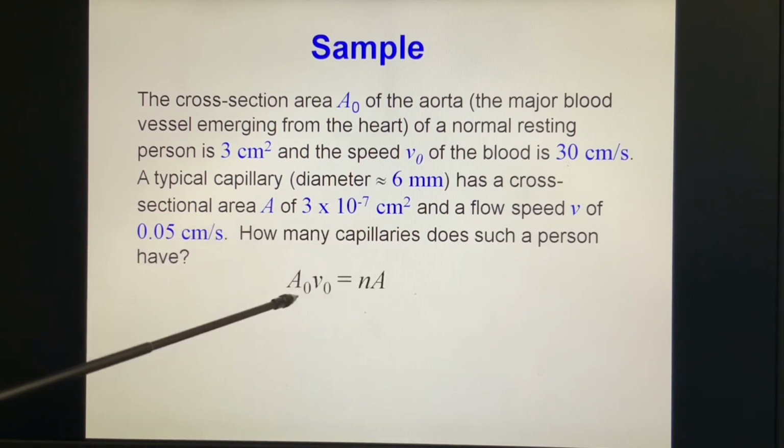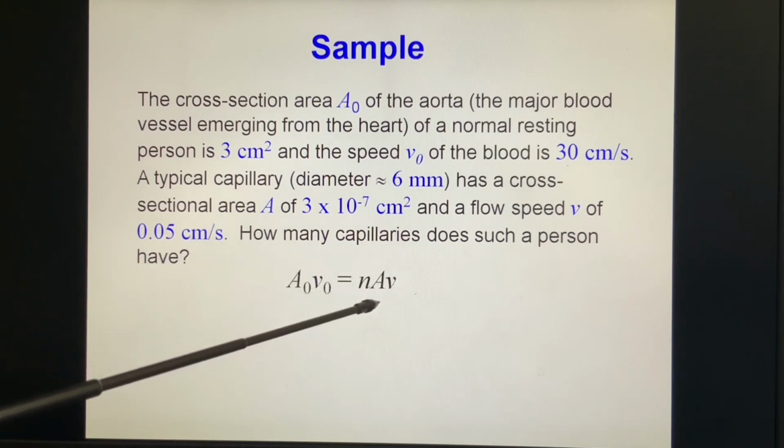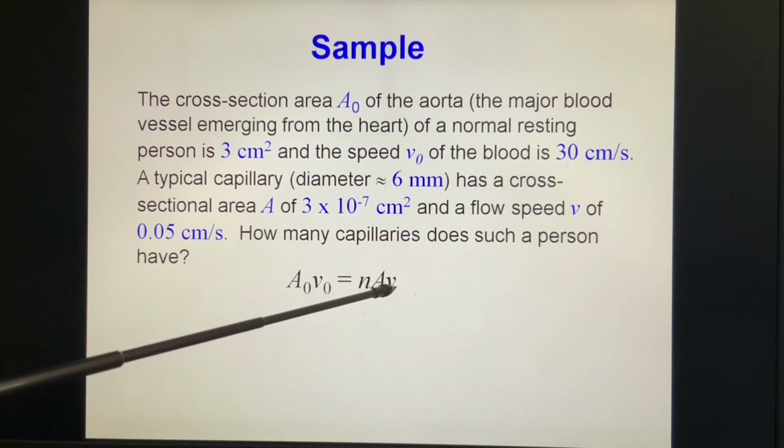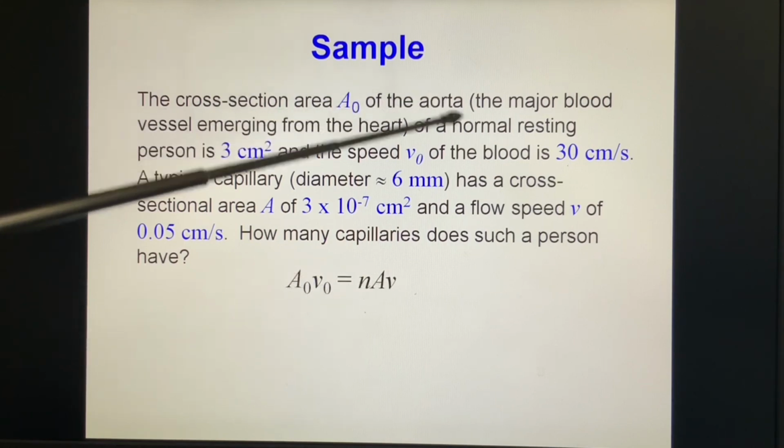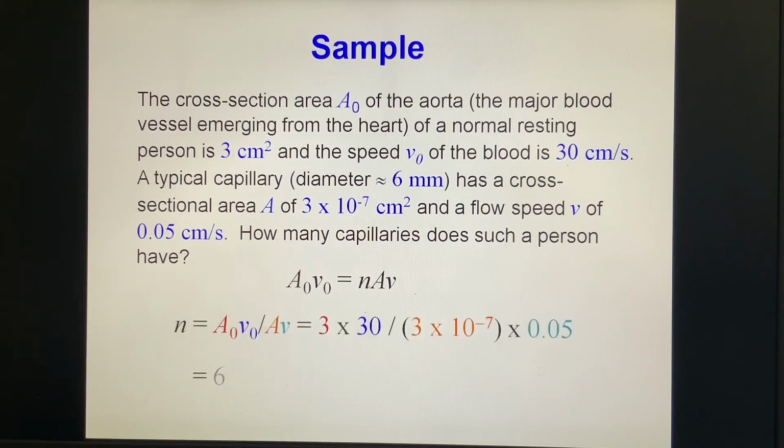So A0 v0 equals N A v. This is a capillary. This is the aorta. We put the numbers inside, and we get N. Very simple. 6 billion, very huge in our body.